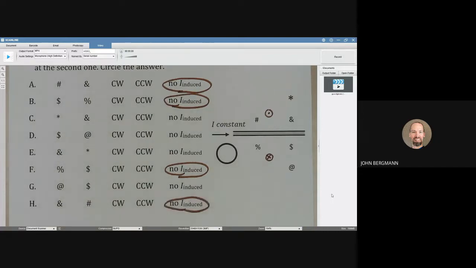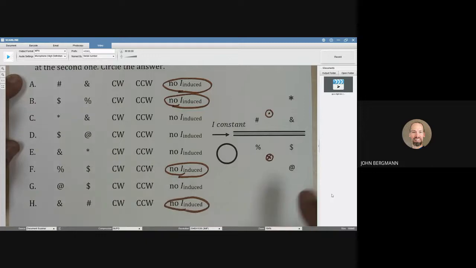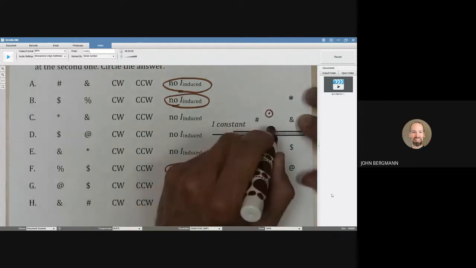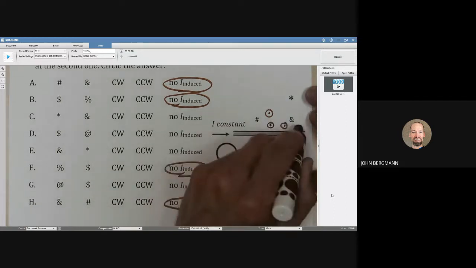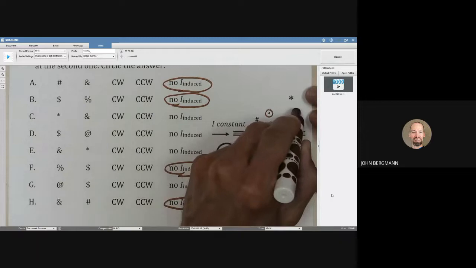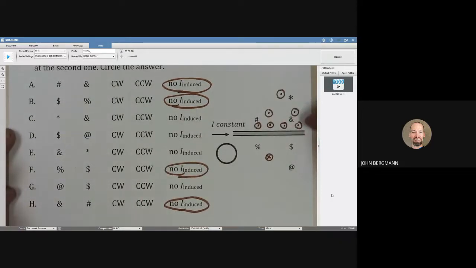Okay, so we got 4 of the 8. What's the next one? We're going to start at asterisk, and we're going to go to ampersand. Asterisk is right up here, and ampersand is right here. Remember that as you get closer to the wire, the field gets stronger, and as we get further away, the field gets weaker. So if we start at asterisk and go to the ampersand symbol, the flux out of the page is increasing.